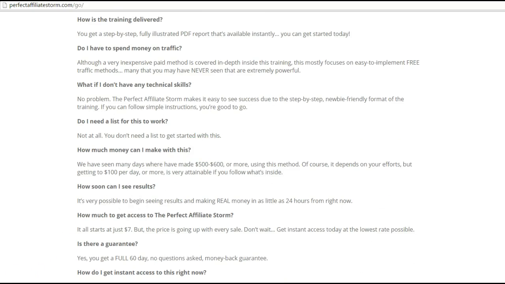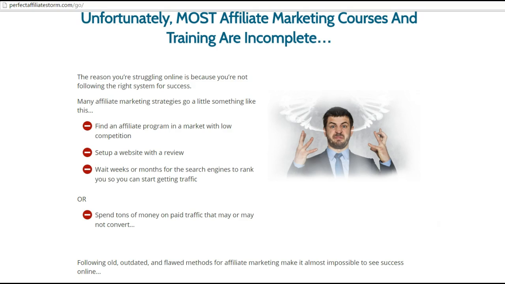So let's go back and look at our next email that we're going to send out. So since my next email is still talking about their frustrations, then I want to find something in the sales letter that deals with their frustrations, okay? And this is a perfect line right here. It says, the reason you're struggling online is because you're not following the right system. And here's the problem. This is what most affiliate marketing strategies do. They find an affiliate program and they market with low competition. They're trying to market to low competition keywords. They set up a review site. They wait weeks or months to rank in the search engines.